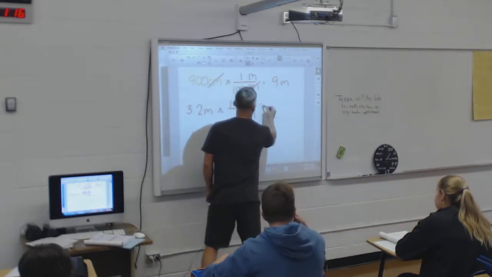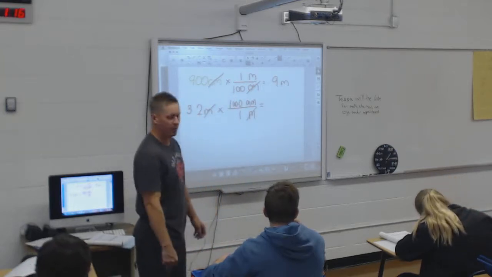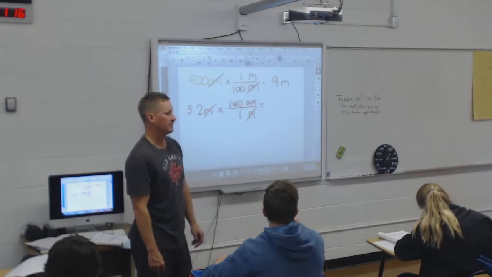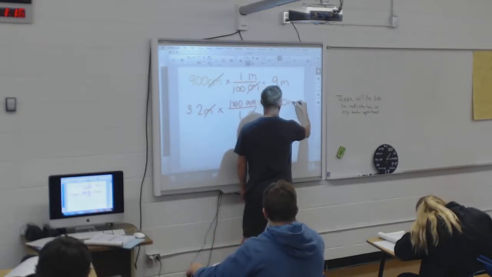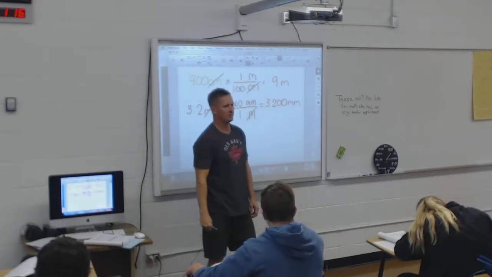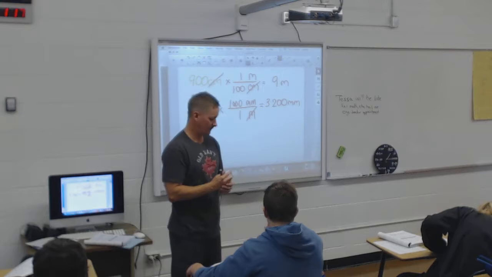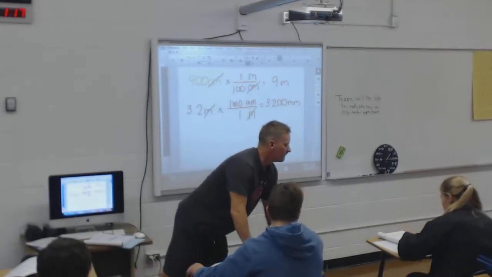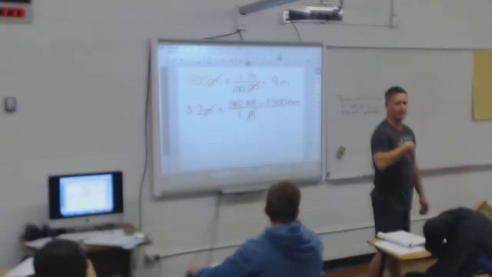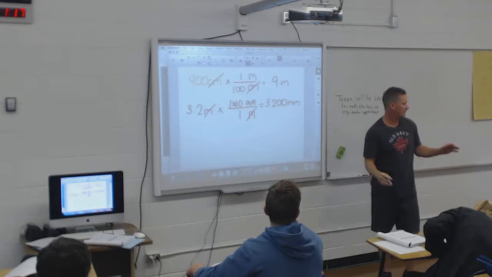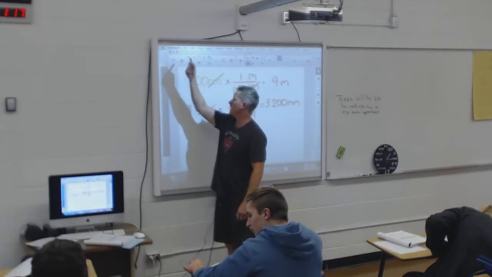So what do I do? I cancel my units because they're divided by each other, right? And so now I go 3.2 times 1,000. 3,200 millimeters in 3.2 meters. So far, so good? Everything's okay so far? Like I said, the ones that were in my grade 9 science, we did this last year for sure. So I don't know if the other ones did it or not, but you have an idea. Not in science, but in math.